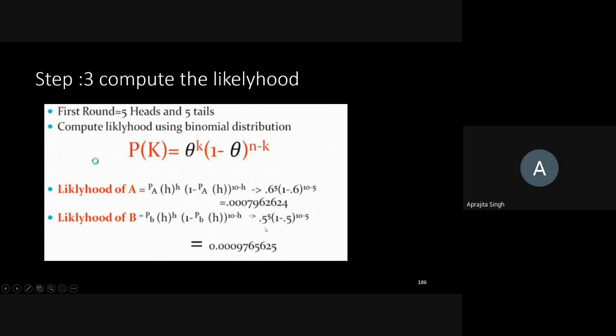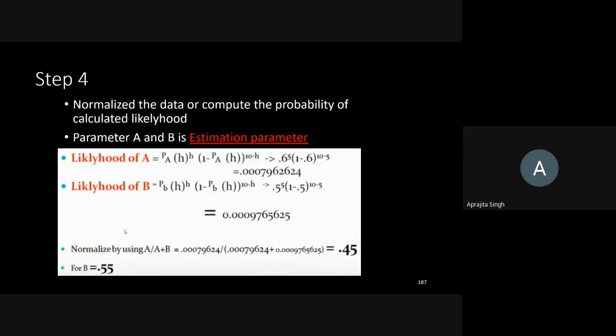What is the probability for B? 0.5. How many times has head come? 5 times. And then 1 minus 0.5. So this is how you get the likelihood. Once you get the likelihoods, you normalize them. Normalize means you take the likelihood values, this and this. This one comes as the numerator, and this plus this comes as the denominator. So now you're getting a value of 0.45.